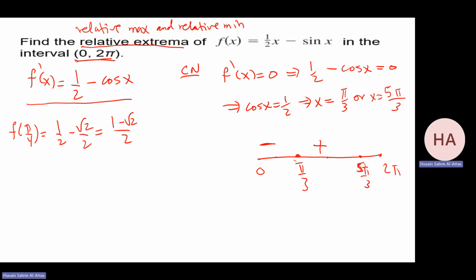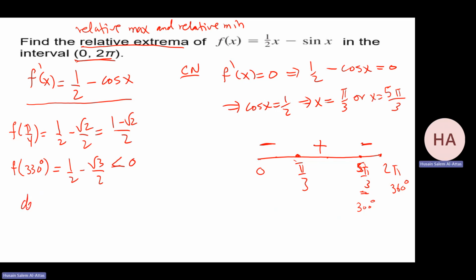Okay. What about this one? We'll take which point? Yeah, I know the angles. We can do it by the angles. This is 360, and this one is 300. So take any value between them. Take 330 as a degree. That will be half minus root 3 over 2, which is negative. So that will be negative.